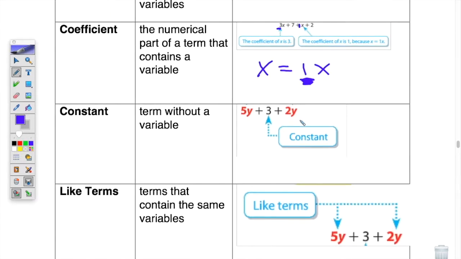The constant is the term without the variable. So in this expression, 5y plus 3 plus 2y, the constant is the 3. It's the term without the variable.